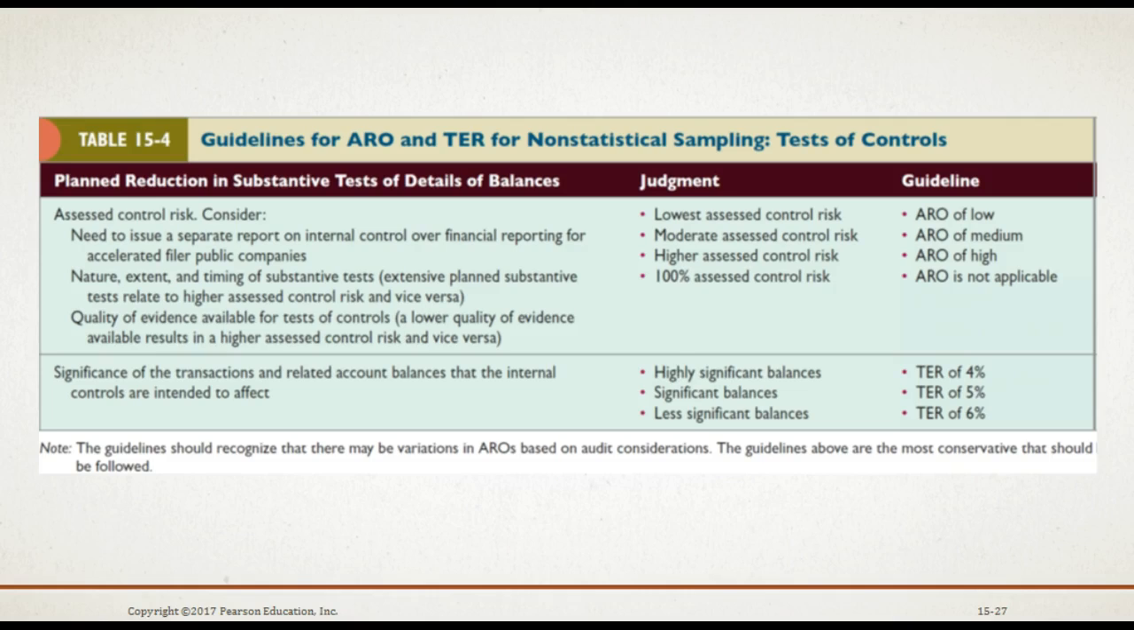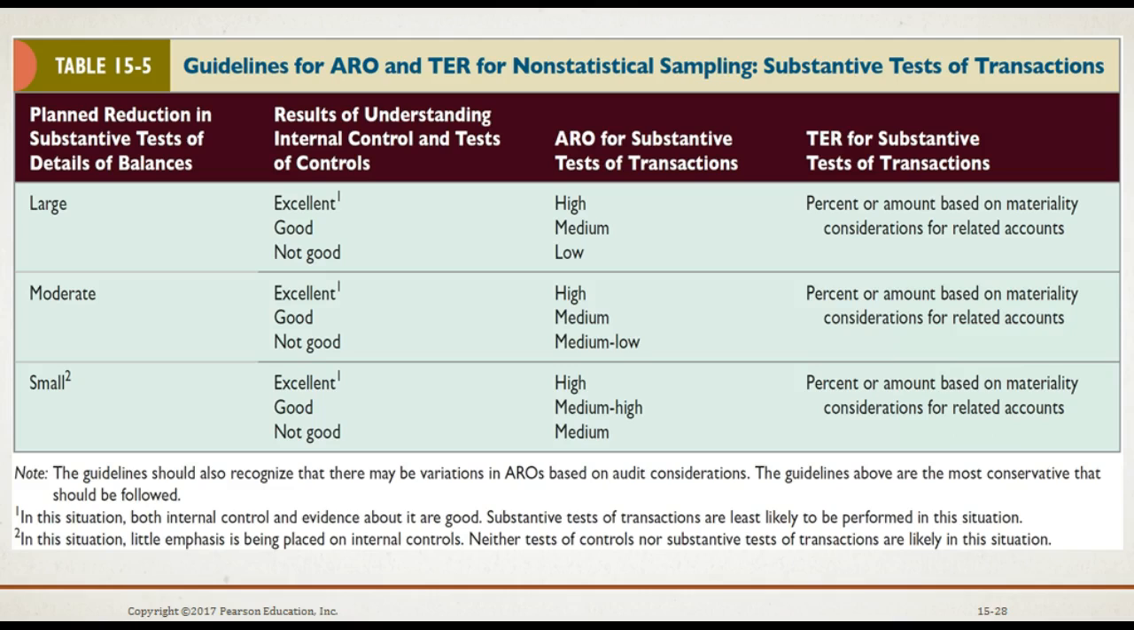Table 15-4 and Table 15-5 on the next slide provide an illustrative guideline for establishing acceptable risk of over-reliance and the tolerable exception rate for non-statistical sampling of tests of controls. You can find Table 15-4 and Table 15-5 on page 496 of your textbook.